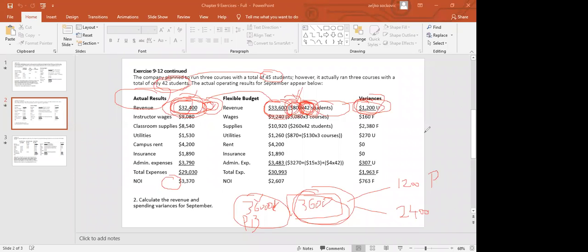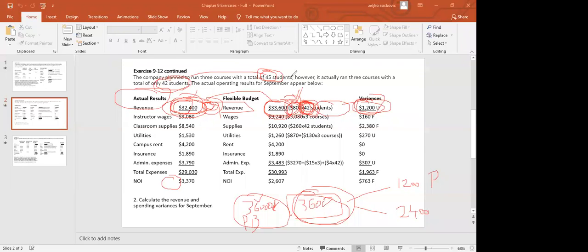Anybody? Other changes in costs? No, we're talking just about revenue here. Oh, okay, sorry. So 2,400 is coming from where? Students, very good. Mansureh, very good. The 2,400 is coming from the difference in students.